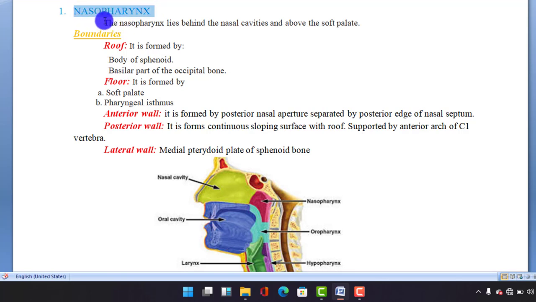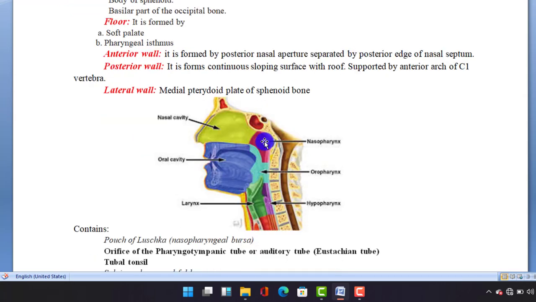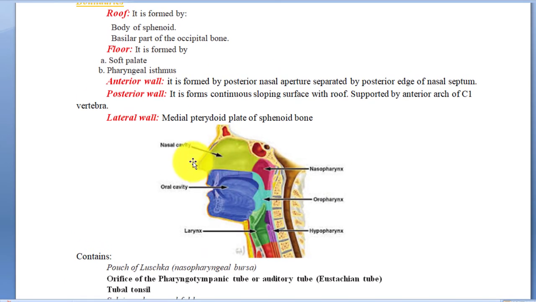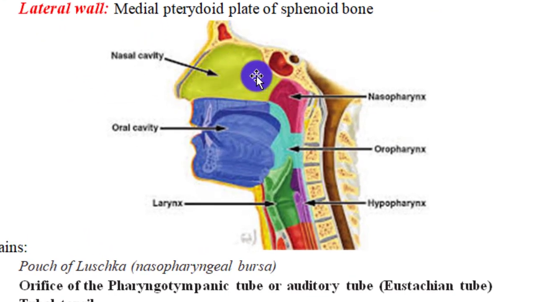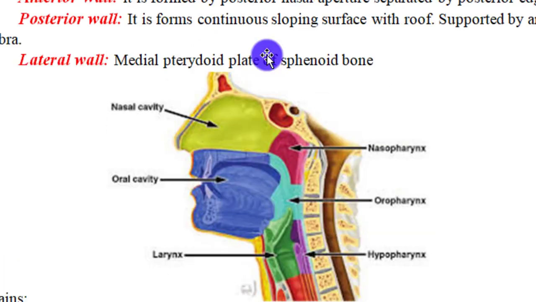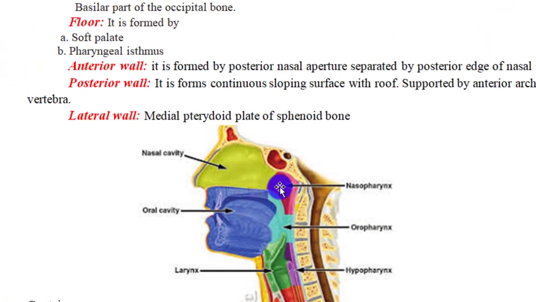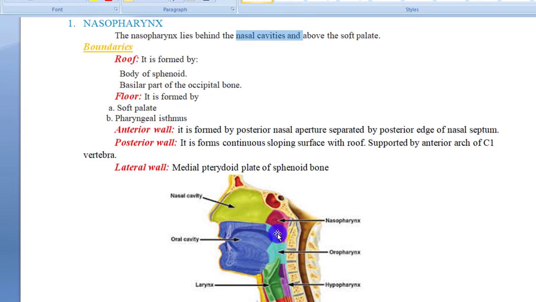So what is the nasopharynx? The nasopharynx is the part of the pharynx which lies behind the nasal cavities and above the soft palate. You can see here this little bit purple part is the nasopharynx, and it lies behind the nasal cavity. This is the nasal cavity and here is your soft palate. Behind the nasal cavity and above the soft palate there is the part of the pharynx which is called the nasopharynx, right?